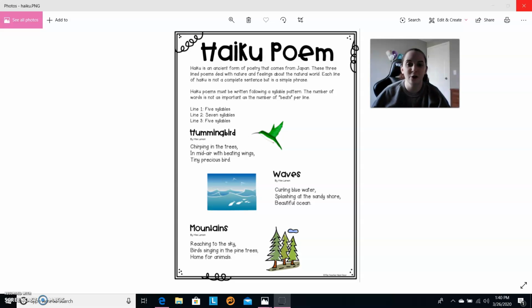So waves. Curling blue water, splashing at the sandy shore, beautiful ocean. Mountains, reaching to the sky, birds singing in the pine trees, home for animals. Notice how, again, it doesn't matter how many words. It shouldn't be 5 words, then 7 words, then 5 words. It has to have 5 syllable beats, 7 syllable beats, and 5 syllable beats. And they're also not complete sentences.